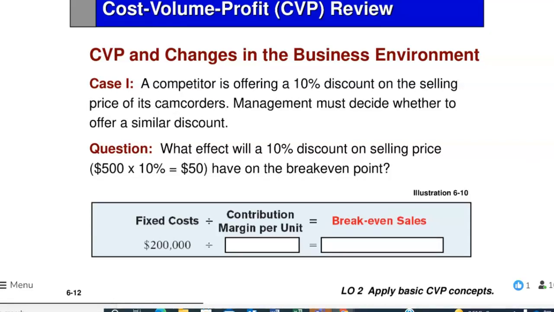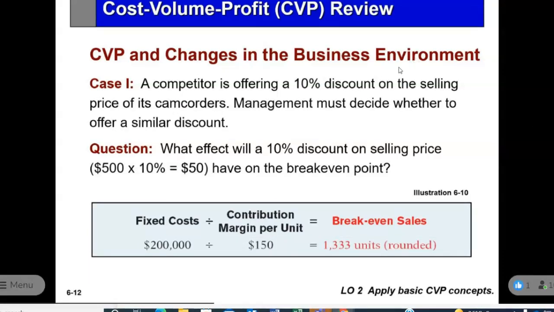And the effect would be that my break-even has gone up. I have to sell more units just to break even. How many more? A third more. Now that's a lot of sales activity because my contribution margin dropped 50. Sales dropped 50, but the variable costs remain the same, so the contribution margin dropped. So giving a 10% discount would be very difficult for us.